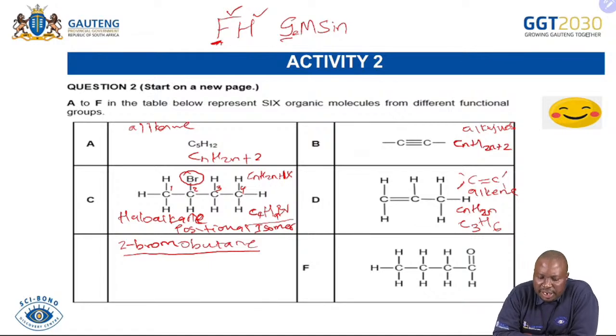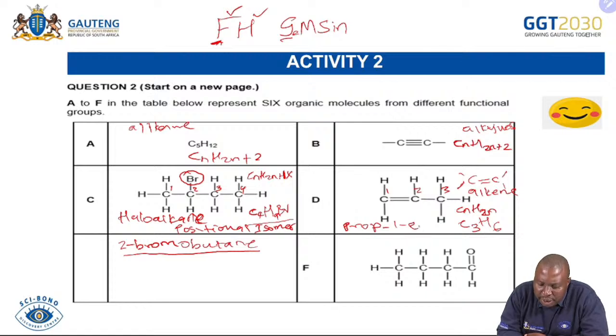The name of the structure will be, we always identify the longest carbon chain, which is 1, 2, 3. So that is your longest carbon chain. And then you say 3, for hydrocarbons is prop. And in carbon number 1, you have a double bond. So it's prop-1-ene.